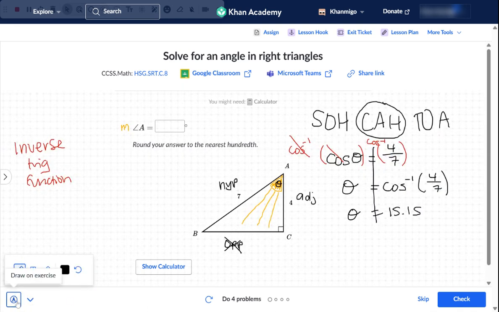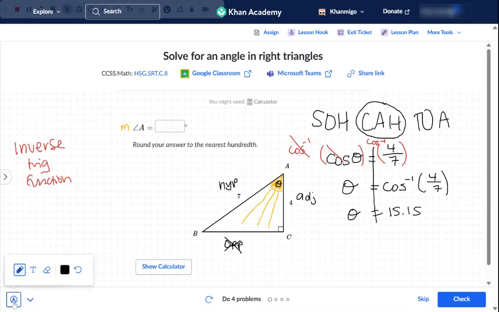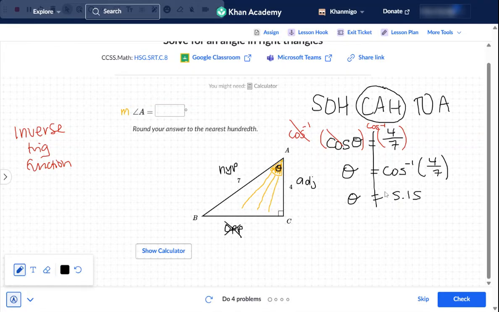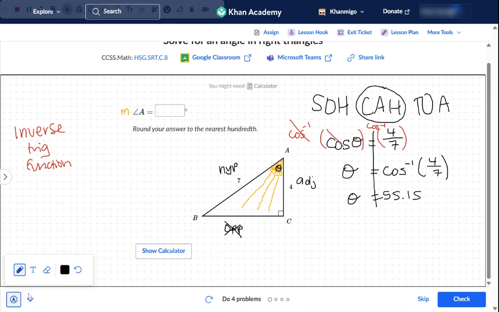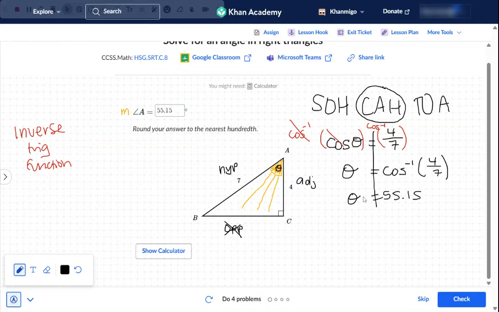Not 15. Did I say 15? 55. Yeah, I was like, 15 seems too small. 55.15. That's why we were going to double check. 55. Here we go. Okay, we're just going to confirm: 55.15. Yep, that looks good. We check.